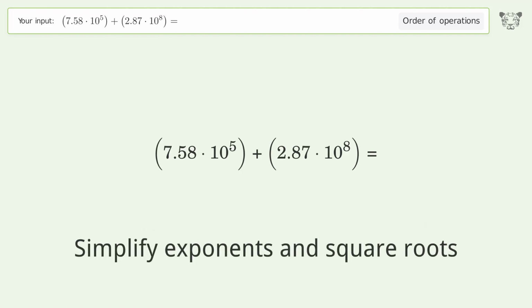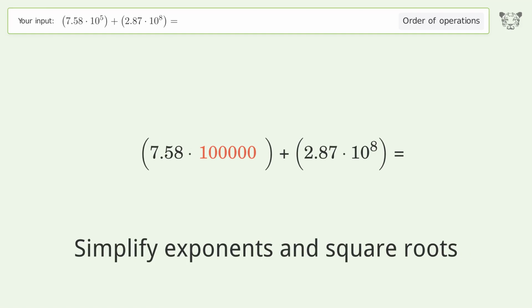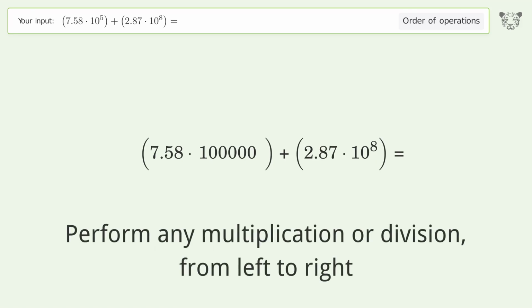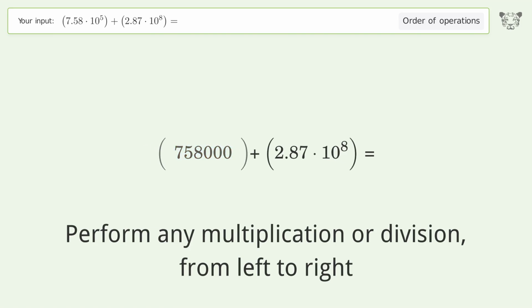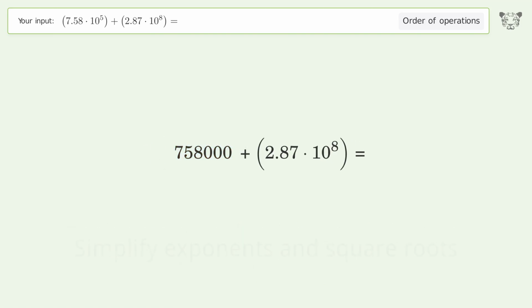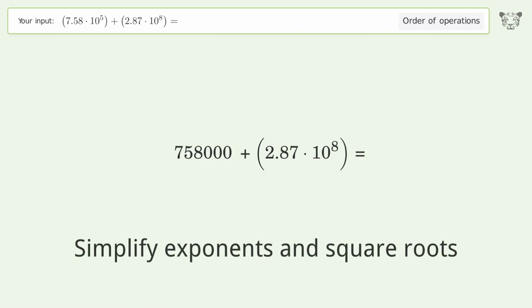Simplify exponents and square roots. 10 to the power of 5 equals 1,000,000. Perform any multiplication or division, from left to right. 7.58 times 1,000,000 equals 758,000.